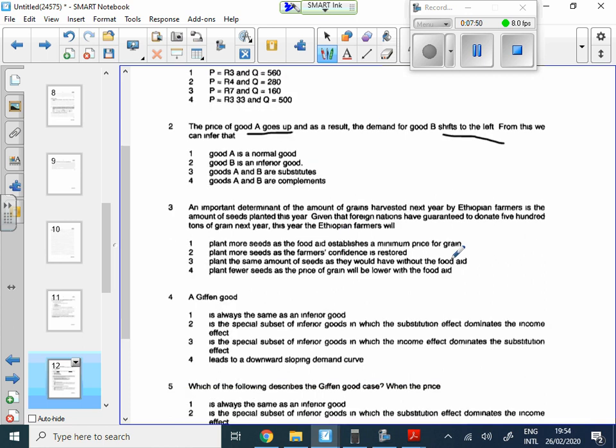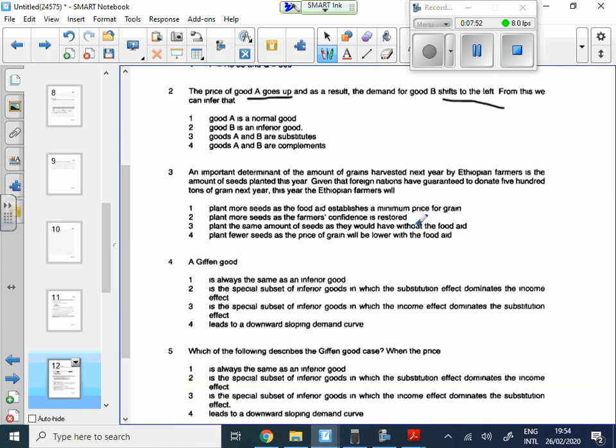multiple choice. Let's see. Here they are talking about the minimum price. An important determinant of the amount of grains harvested next year by Ethiopian farmers is the amount of seeds planted this year. Given that foreign nations have guaranteed to donate 500 tons of grain next year, this year the Ethiopian farmers will do what? Not directly on what we have covered, but it's supply and demand.